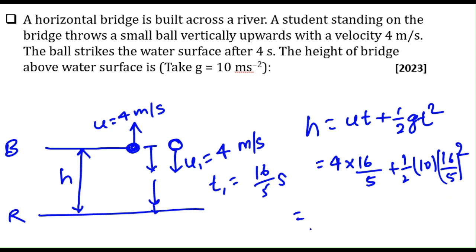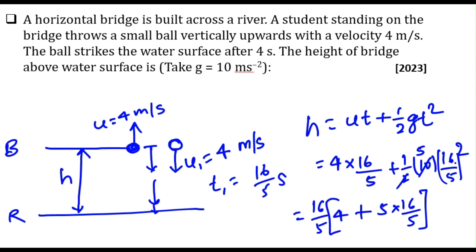So we can take common 16 by 5. Then we will have here 4, and here we will have 5. So 4 plus 5 into 16 by 5. Here I have taken common, so here is a square term, so it will be 16 by 5 left here. So this will be 16 plus 4, 20. So 16 into 20 by 5, and ultimately it will be 64.